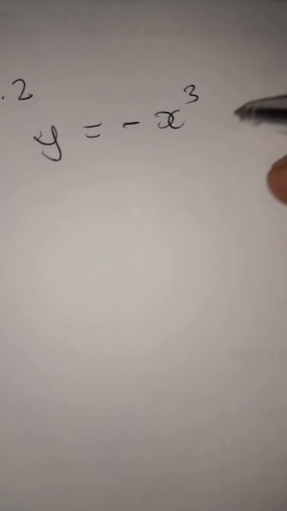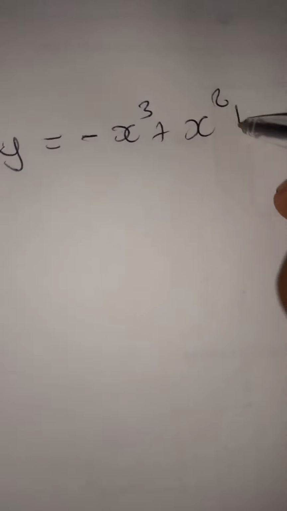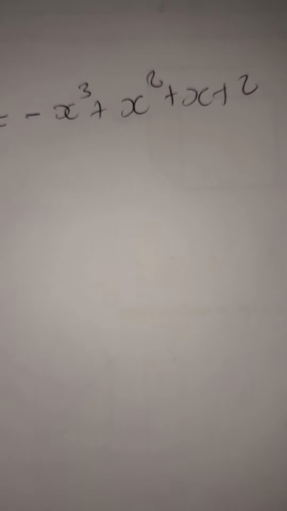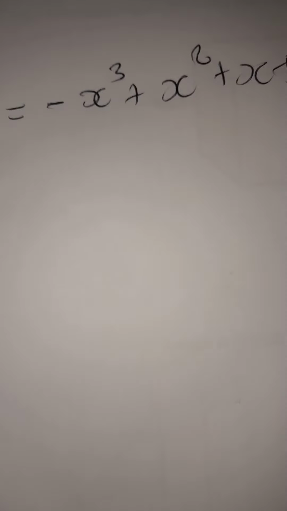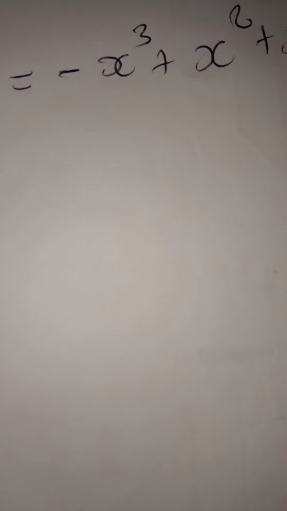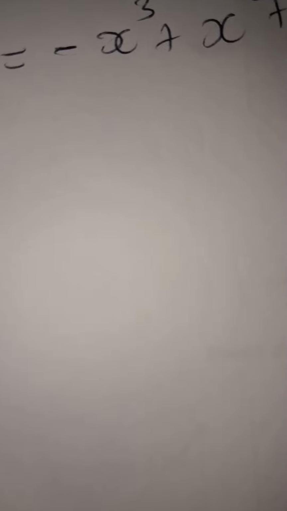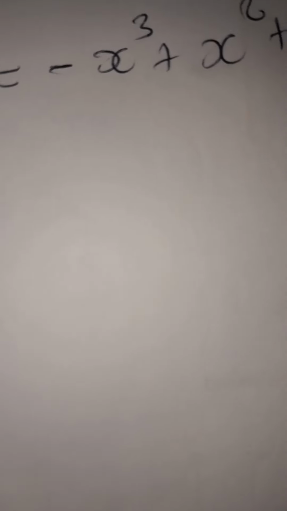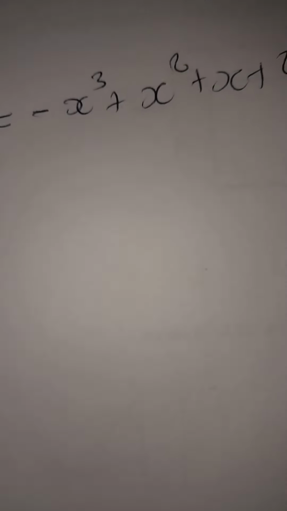Okay, so we are at 8.2.2. This is what you should do. Just go to the original function, which is minus x cubed plus x squared plus x plus 2. Since it's a cubic equation, there are many alternatives we can use. Others can use inspection. Others can use the K method. Others can use long division. Others can use synthetic division, but I prefer to use synthetic.